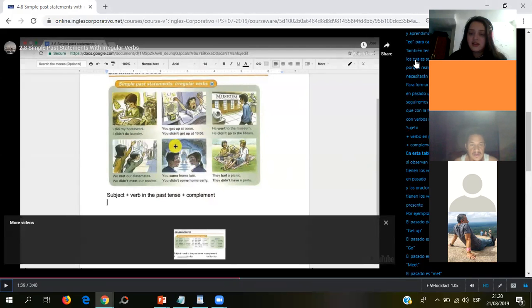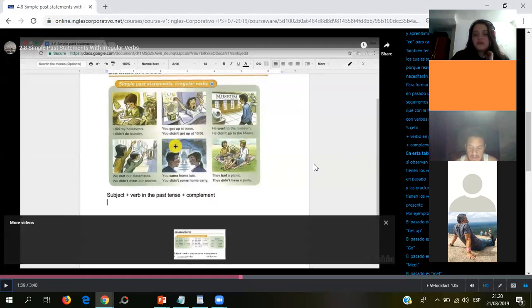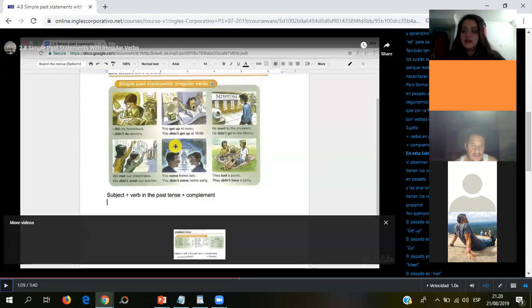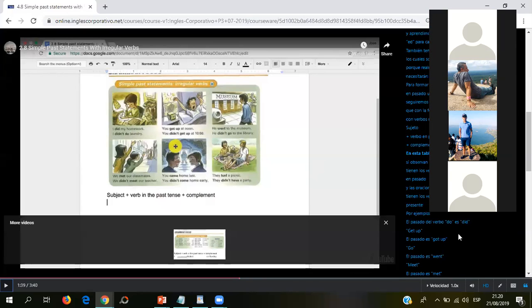What is the past of go? Went. Yes. Have. Get. Have. Very good. Come. Came. Okay. Meet. Met. Very good. Do. Did. Get. Got. And that's it. Okay, let's read the examples.